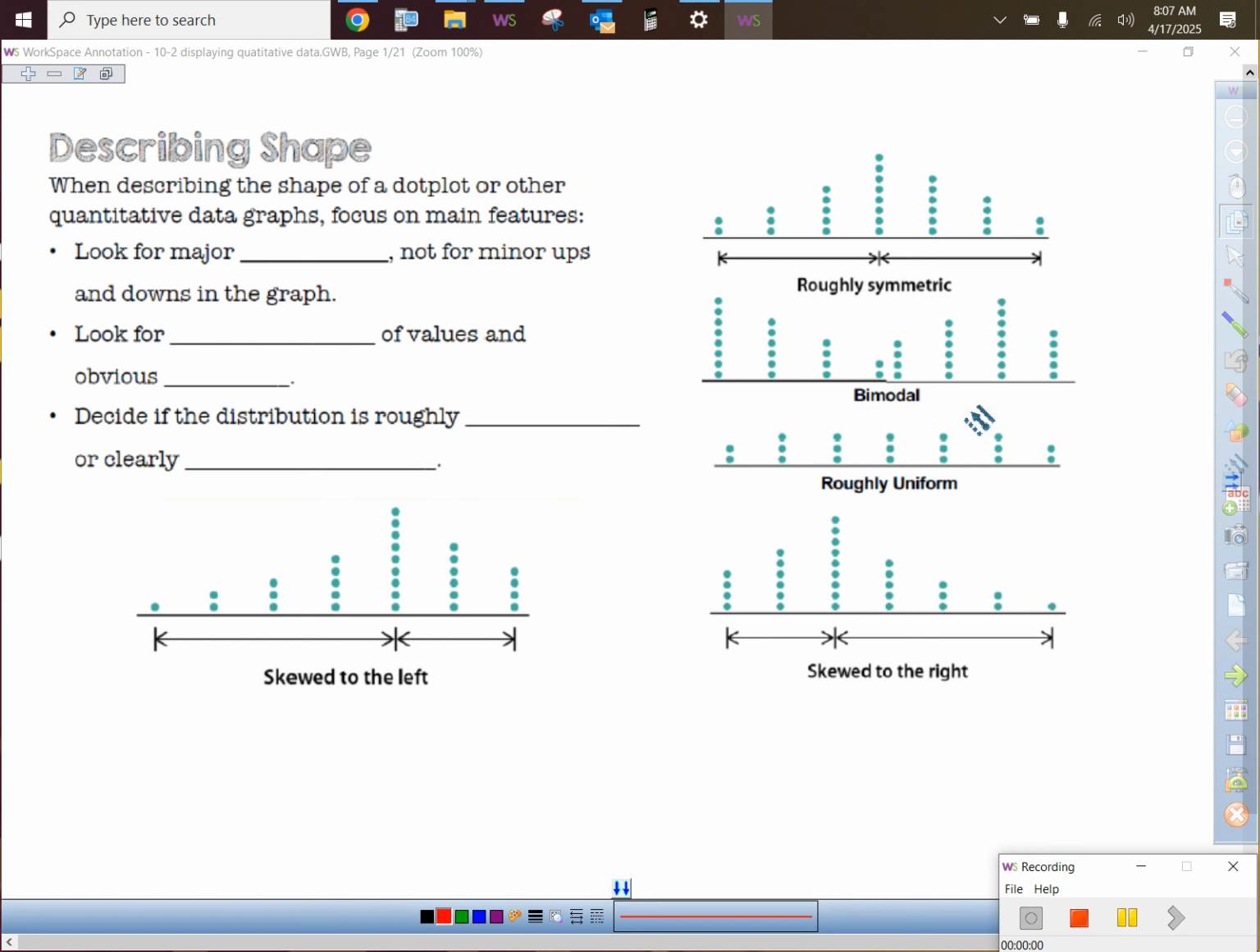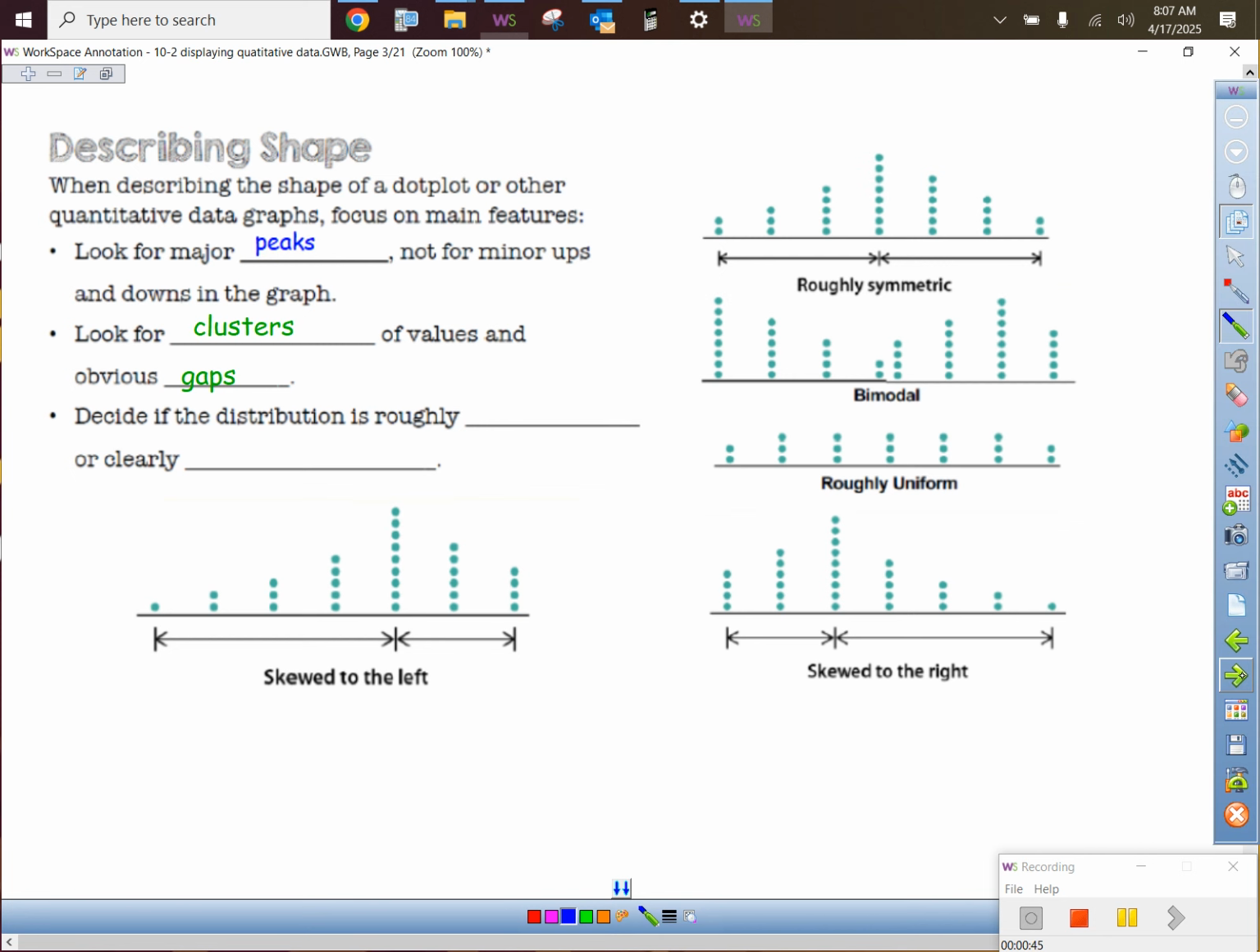You have to look for major peaks, right? Not minor ups and downs in the graphs. Can you kind of tell with these dot plots that I have already? Here's a major peak right here. Here's a major peak, major peak, where it got really high, you know, or sometimes a really low valley. Look for major peaks. That's something that we're looking for.